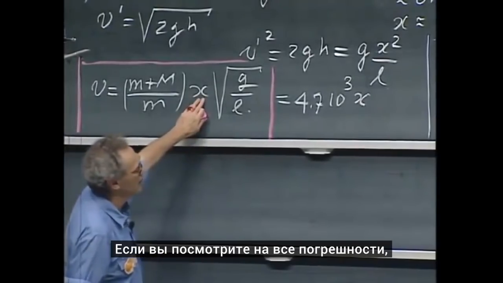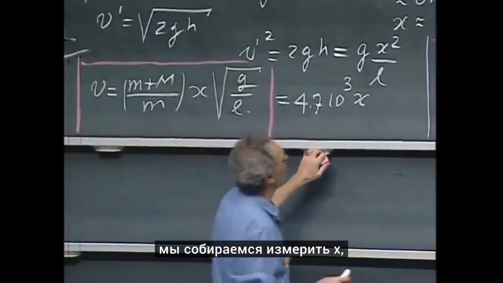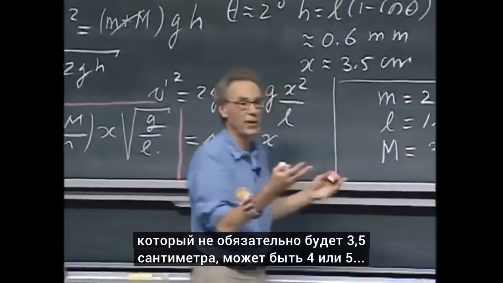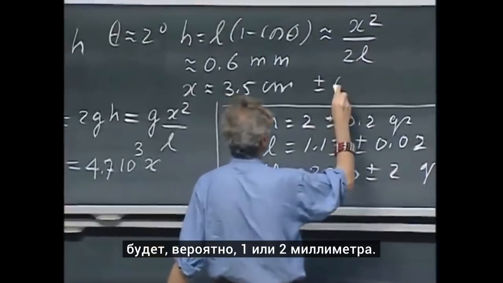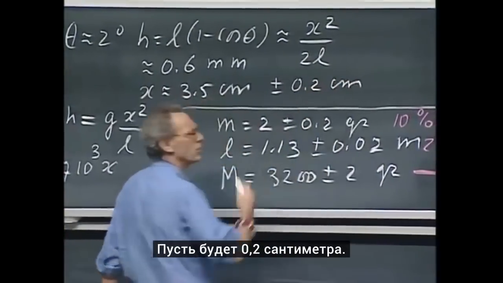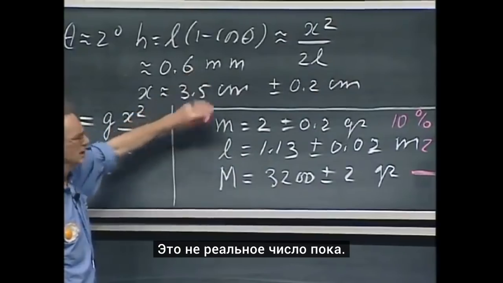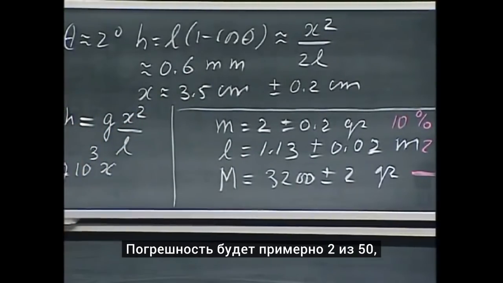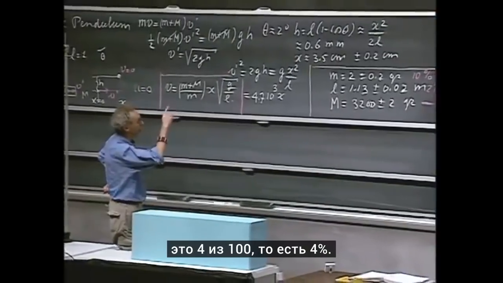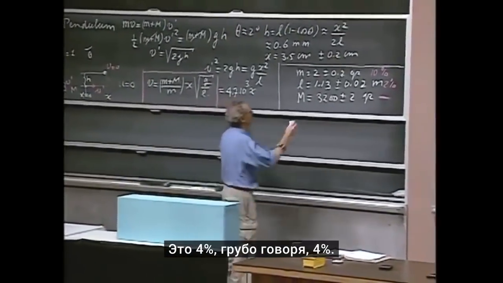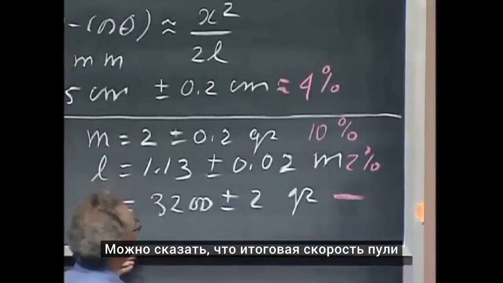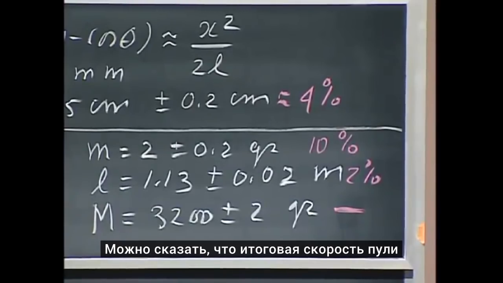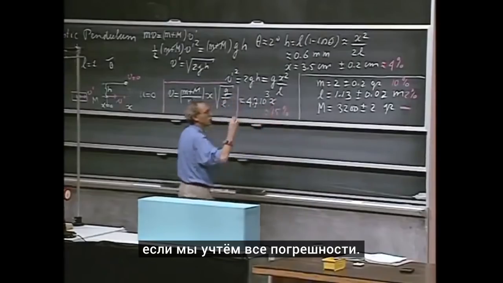Now, if you look at the uncertainties in the whole thing, we're going to measure x, which may not be 3.5 centimeters, it may be 4 or 5, but the uncertainty in our measurements will probably be 1 or 2 millimeters. Let's say it's 0.2 centimeters. So this is not our real number yet. That would be an uncertainty of about 2 out of 50, which is 4 out of 100, roughly 4%. So I would say we get the final speed of the bullet to an accuracy of about 15%, if we combine all the uncertainties.